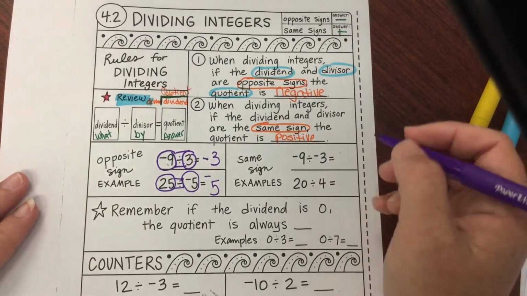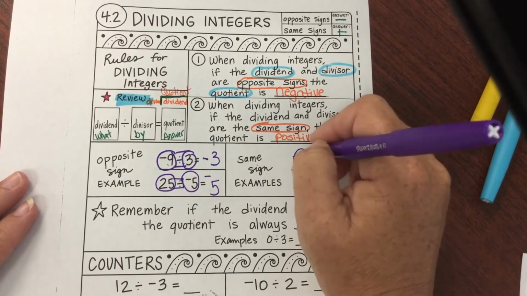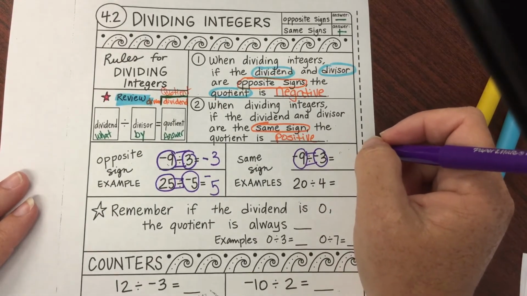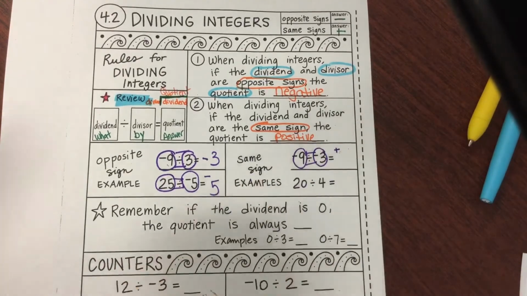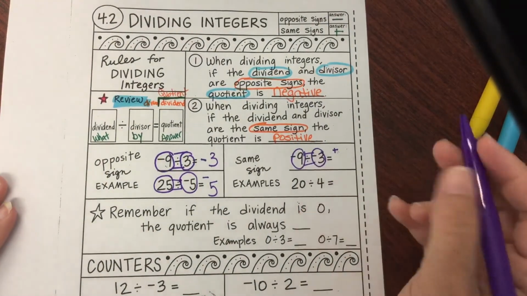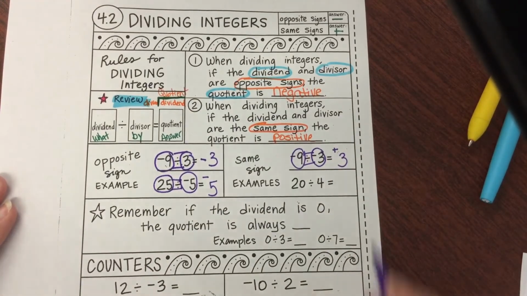And then, of course, if they are the same signs, my quotient is going to be a what? Negative or positive? Positive. Again, you don't have to put the positive symbol. I do it so that my brain says, okay, I made sure I have the right symbol there. And again, what is 9 divided by 3? So it will be a positive 3.